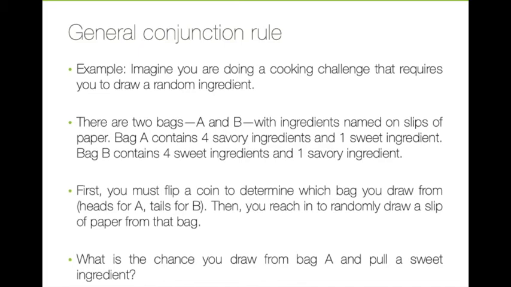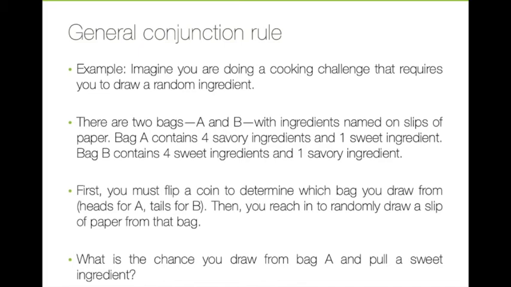Bag A contains 4 savory ingredients and 1 sweet ingredient. And bag B contains 4 sweet ingredients and 1 savory ingredient. So there's a mix of ingredients named on the slips in both.